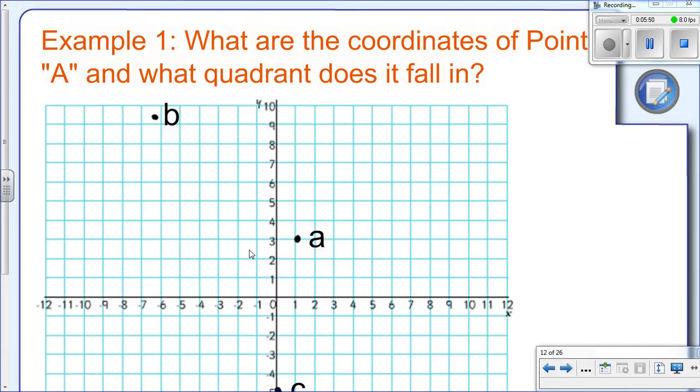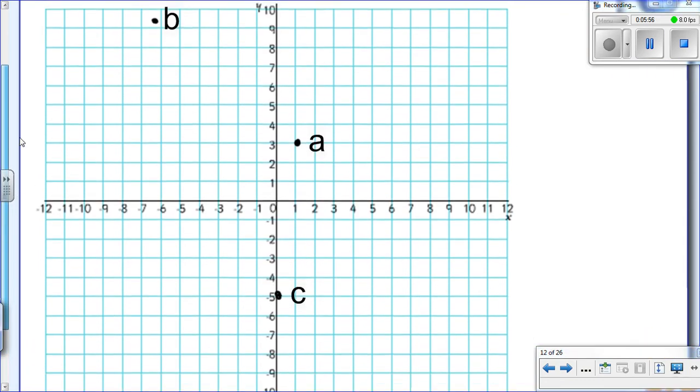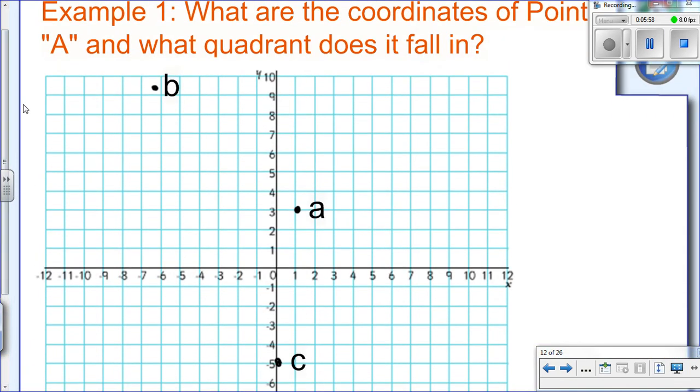All right, now what are the coordinates of point A and what quadrant does it fall in? So let's take a look at point A. Point A is in quadrant 1, and the coordinates are 1, comma, 3. I go over 1, up 3. So it'd be 1, comma, 3.